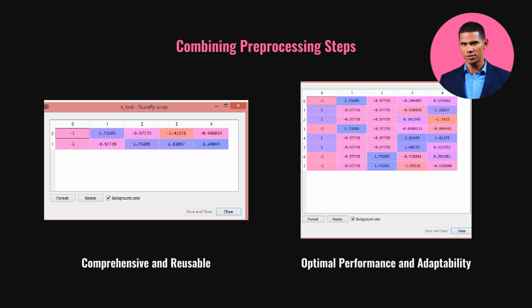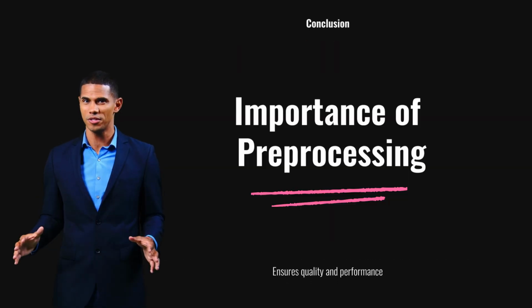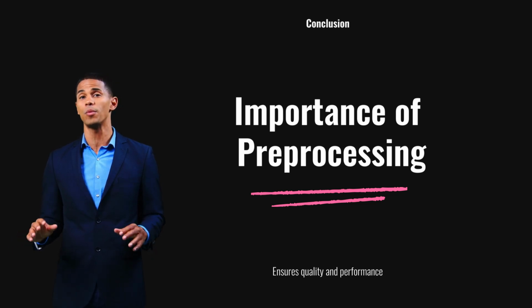Combining preprocessing steps ensures code is comprehensive and reusable. Not all steps are necessary for every model, allowing customization. Proper preprocessing is crucial for successful machine learning model development, enhancing accuracy and efficiency. This approach allows data scientists to tailor preprocessing to specific model needs, ensuring optimal performance and adaptability across various machine learning tasks. Data preprocessing is essential for ensuring data quality and enhancing model performance.